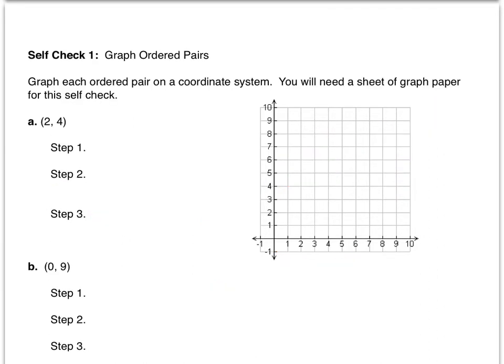Now it's your turn to try. In self-check number 1, graph each ordered pair on a coordinate system. You will need a sheet of graph paper for this self-check.